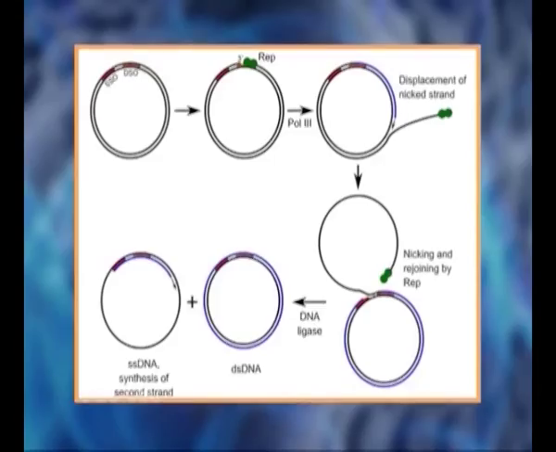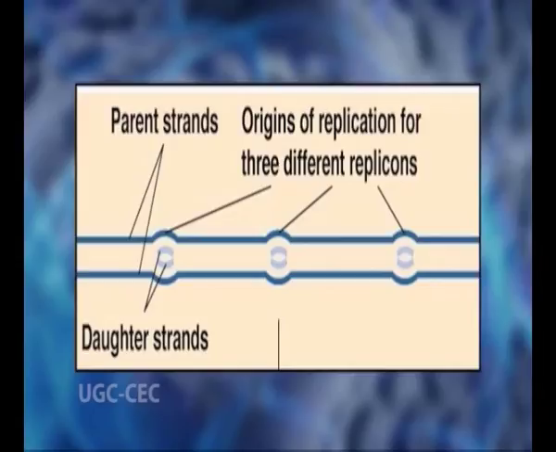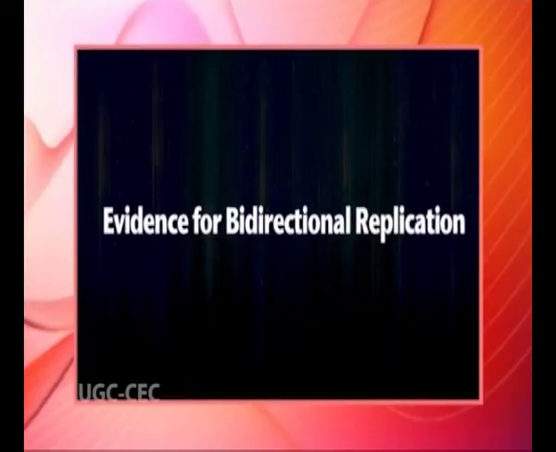In the circular DNA molecules present in bacteria, plasmids and some viruses, one origin often suffices and the two resulting growing forks merge at the opposite side of the circle to complete the replication. However, the long linear chromosomes of eukaryotes contain multiple origins. The two growing forks from a particular origin continue to advance until they meet the advancing growing forks from neighboring origins. Each region served by one DNA origin is called a replicon. Now let's move to the evidence for the bidirectional replication.